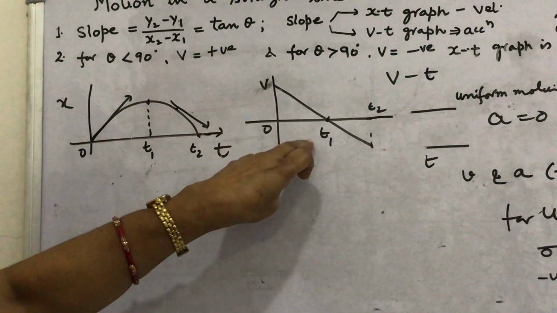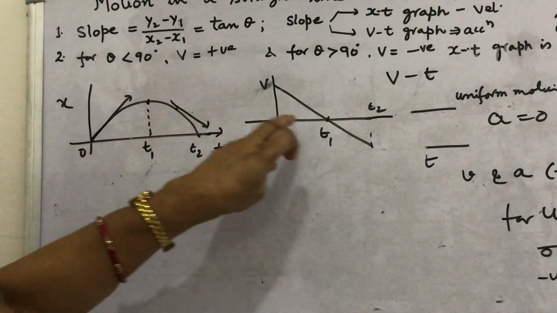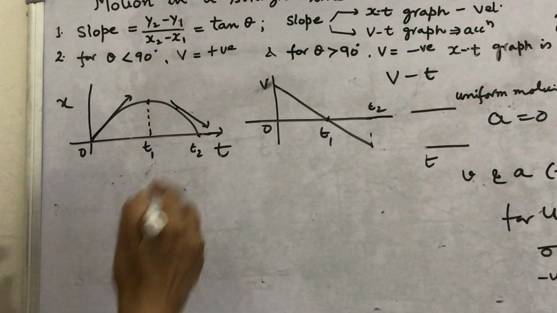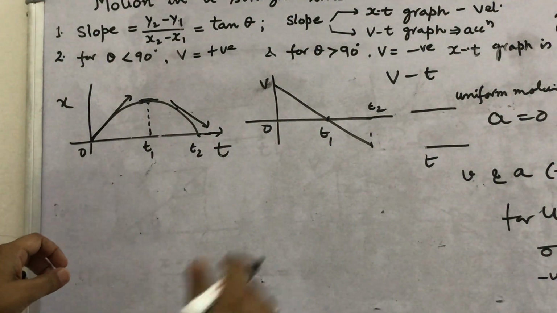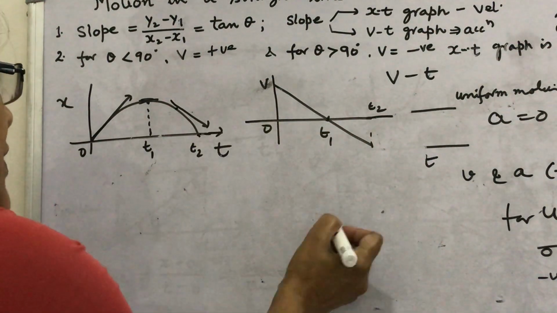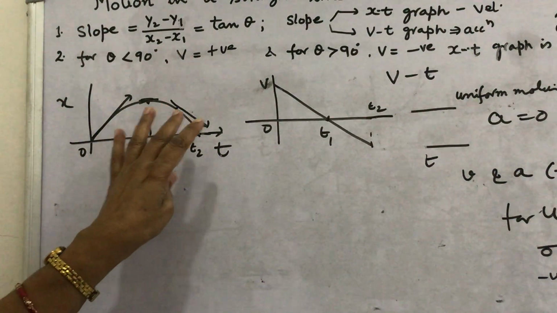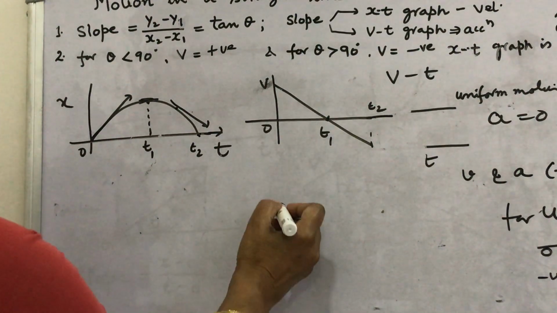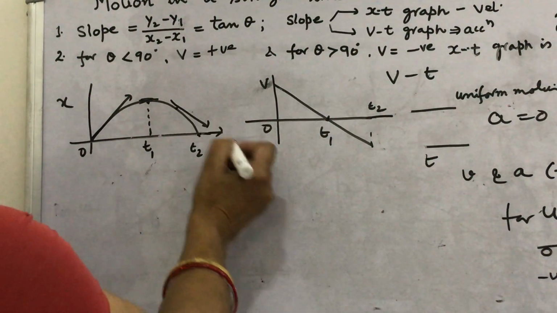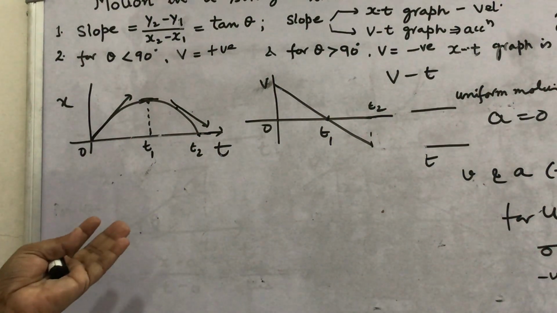Then in the velocity time graph, at t1, what happens? Slope is 0, so velocity is 0. There is no slope at this point. Then from t2 downward, displacement has a direction, and this is in the downward direction. This is the velocity, and it is negative, so this is the negative slope. In this way you have to learn.